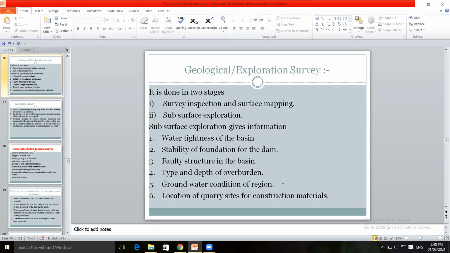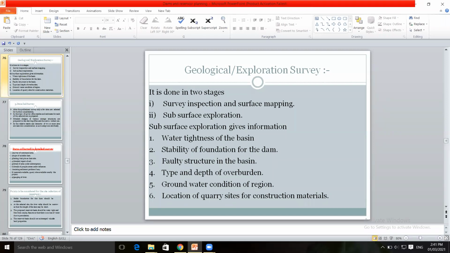Type and depth of the overburden pressure, whether there is extra overburden pressure, type and depth of the overburden of the soil, that is decided. Groundwater condition, that is depth of water table, at what depth the water table is available. Then location of the quarry sites for the construction material. On construction of the dam, we require different types of stones of various sizes.